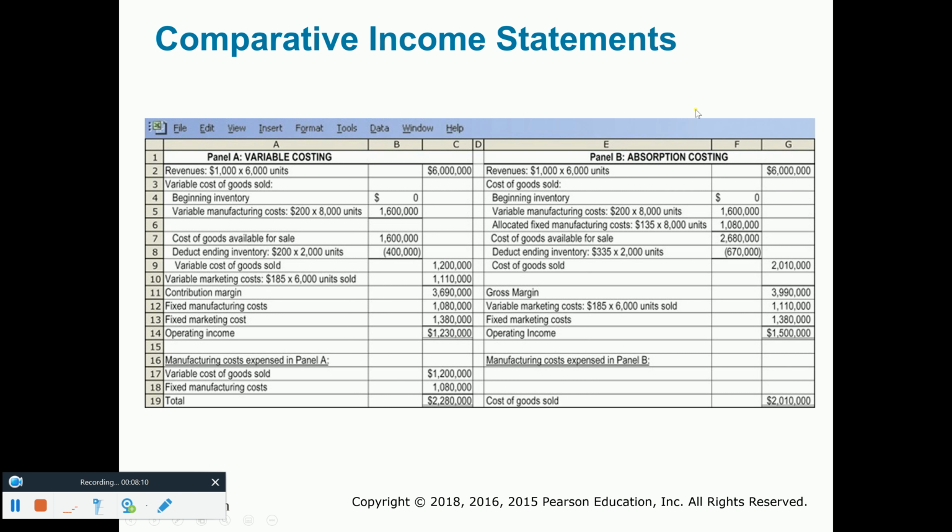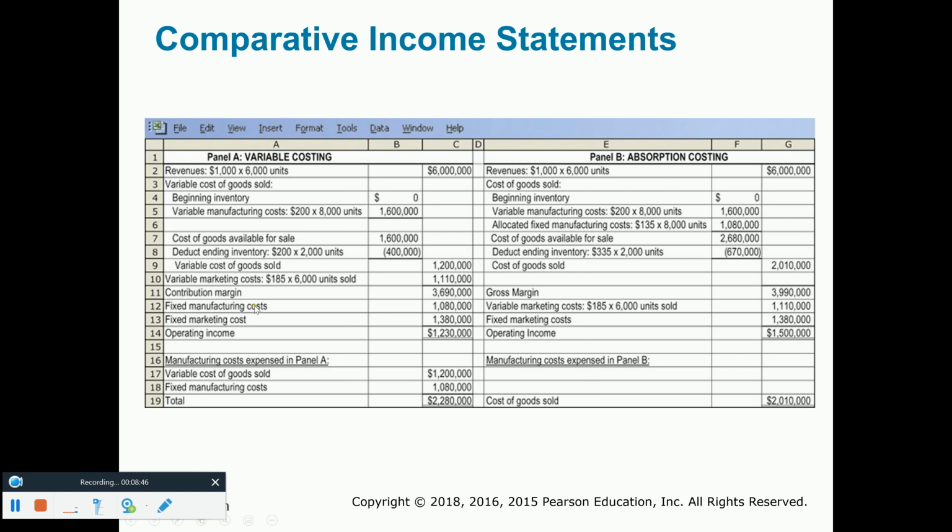Now let's compare this to absorption costing. With absorption costing, this is required. I have to keep telling everyone the absorption costing is required for external financial reporting purposes. So when we are preparing a financial statement according to GAAP, an income statement according to GAAP, we are going to use absorption costing. Now remember, the big difference between variable costing and absorption costing is, number one, the format. We're going to calculate gross margin instead of contribution margin. That's number one. So the format is a little bit different.